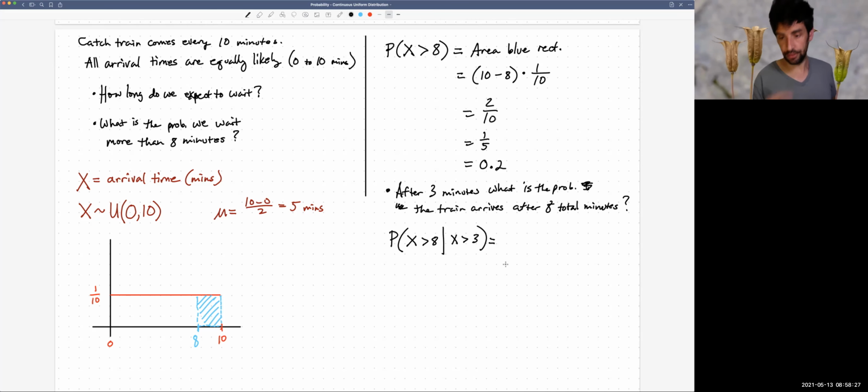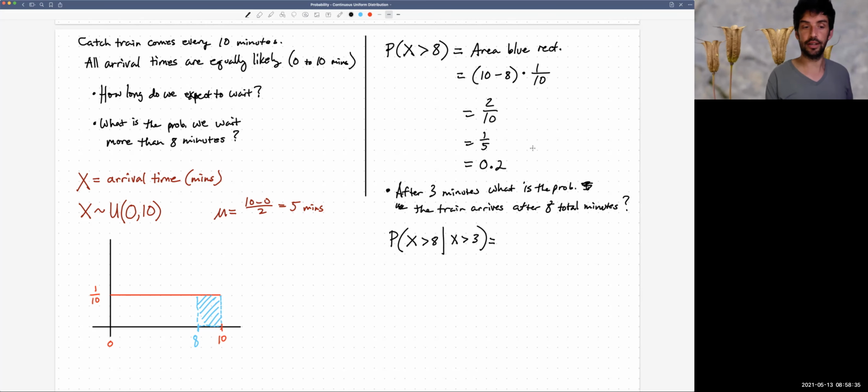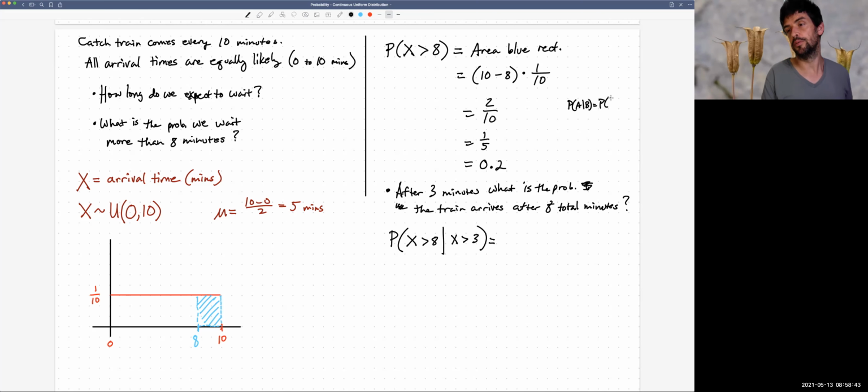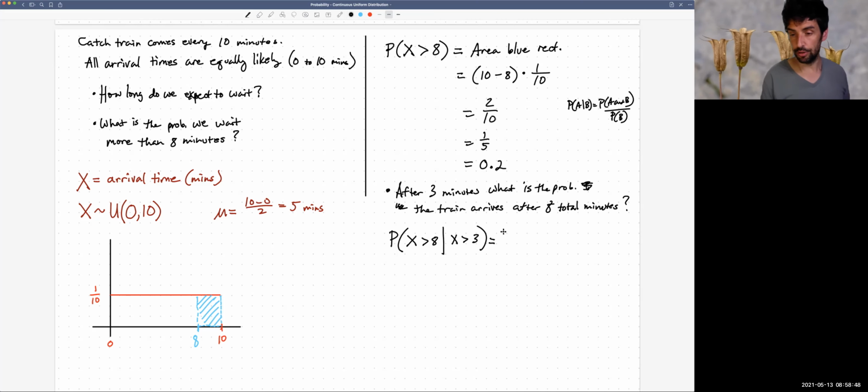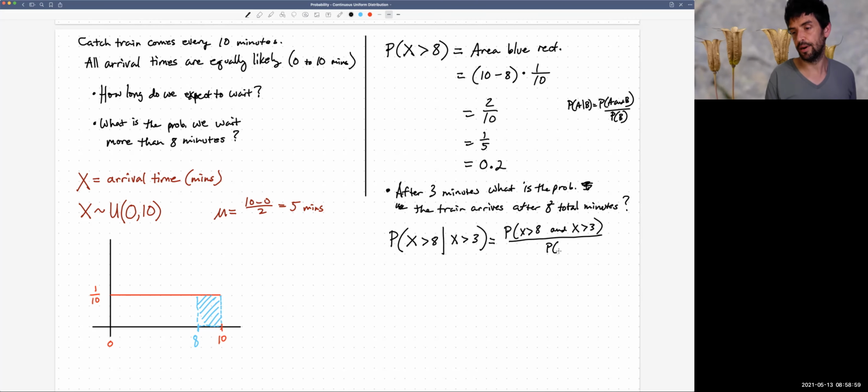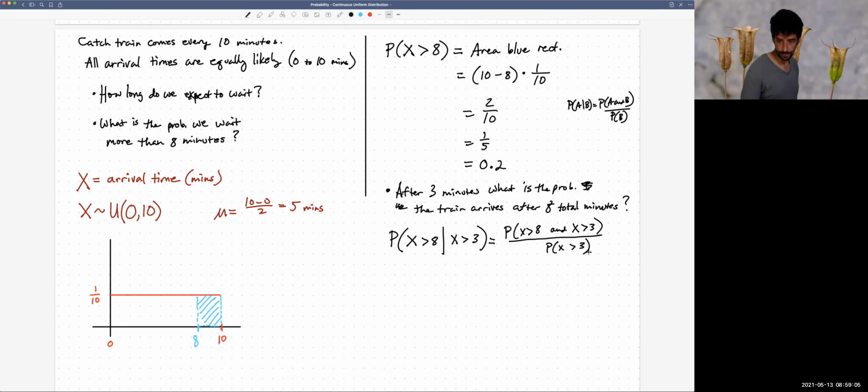Well, we know how to find conditional probability. So we're going to do this problem in 2 different ways. We're going to first just use our formula for conditional probability, right? Let me write it up here. The probability of A given B is equal to the probability of A and B divided by the probability of B. Okay, so in this case, it's the probability of X greater than 8 and X greater than 3, divided by the probability of X greater than 3.